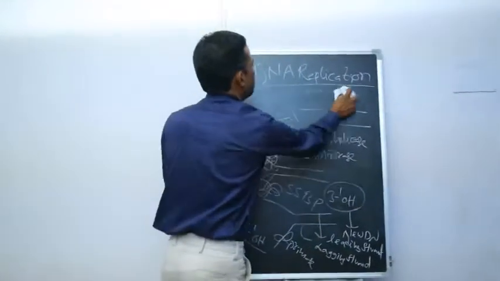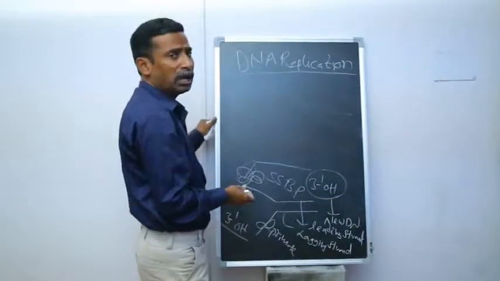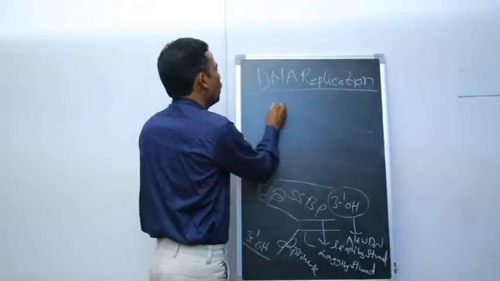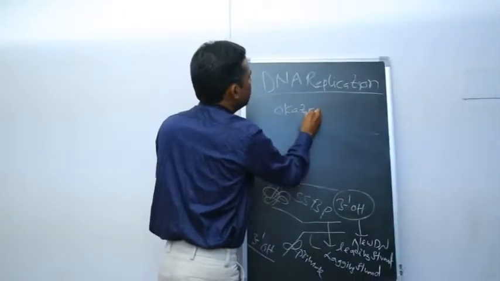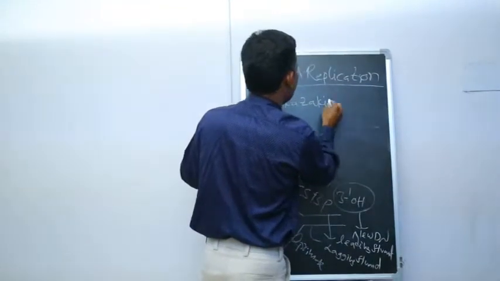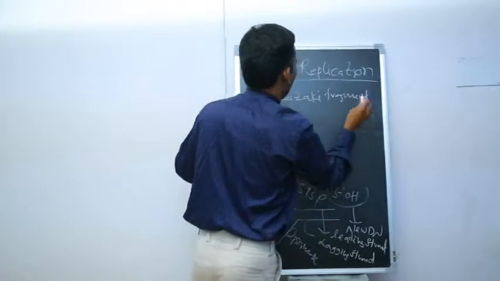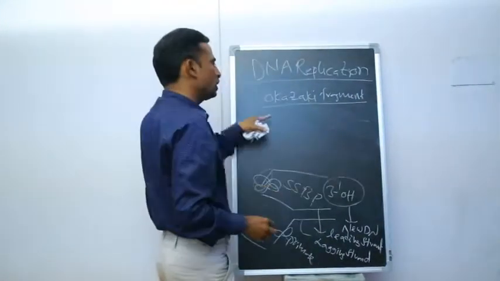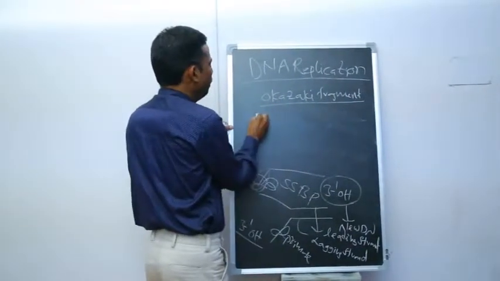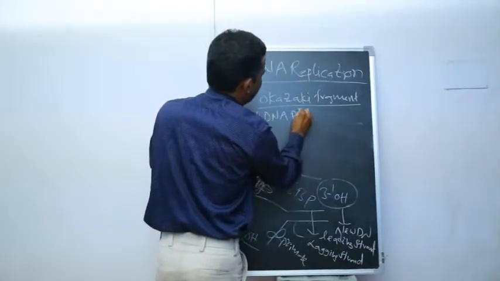The small fragments of DNA are called Okazaki fragments. These Okazaki fragments are small DNA fragments. These Okazaki fragments then combine with the DNA polymerase enzyme.